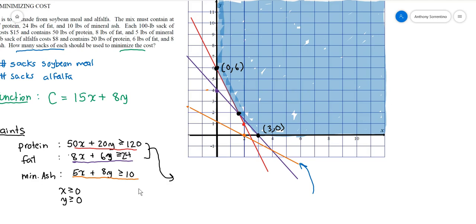And so what you need to do here is you would need to solve the system of equations 50x plus 20y is equal to 120, and 8x plus 6y is equal to 24. You have to solve that system to get that intercept. Now, take a moment, go through any process you want, whether it's elimination, substitution, any matrix stuff, using row operations, Cramer's rule, whatever you want to use, and come up with a solution to this system of equations to find that third vertex.